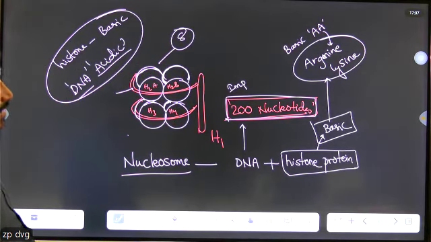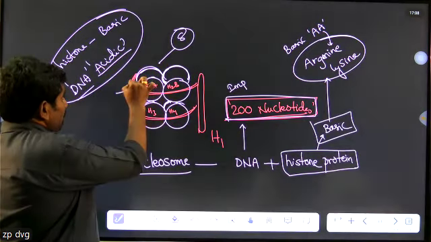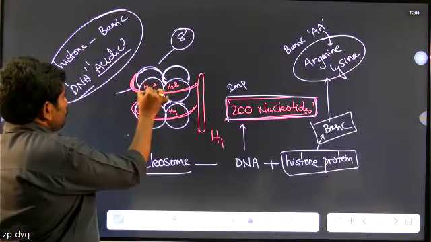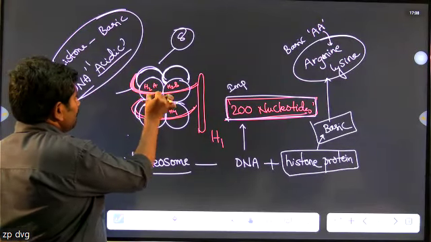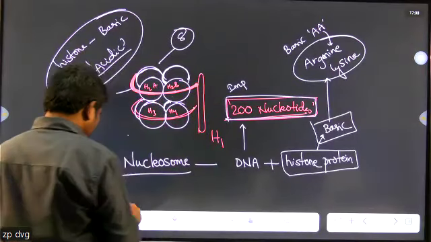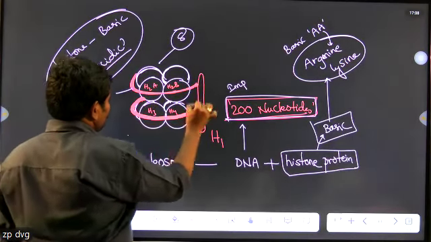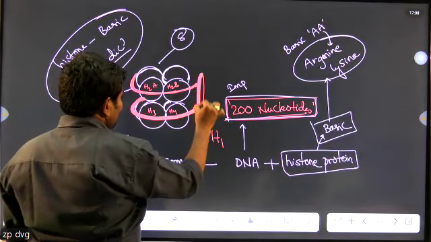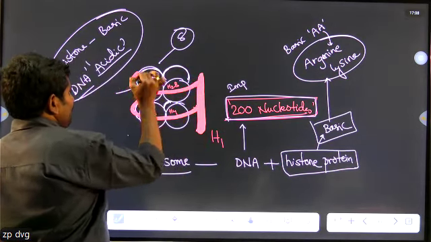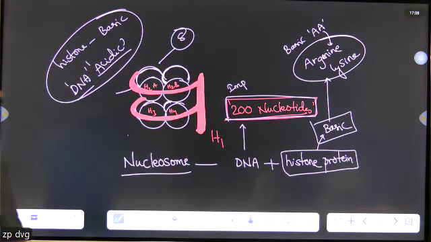This histone protein octamer is wrapped by 2 rounds of DNA. You can see 2 rounds of DNA present here, wrapped like this. Clear? This histone protein octamer plus two rounds of DNA forms one nucleosome.